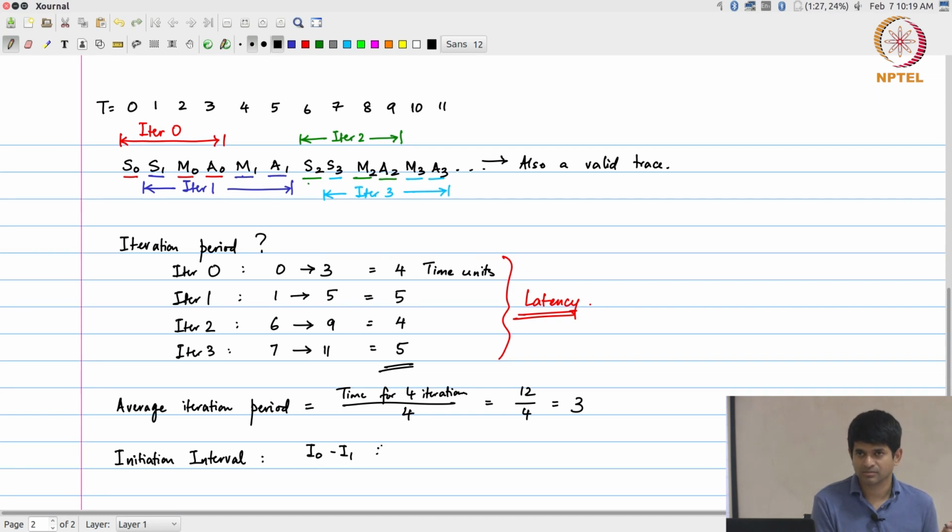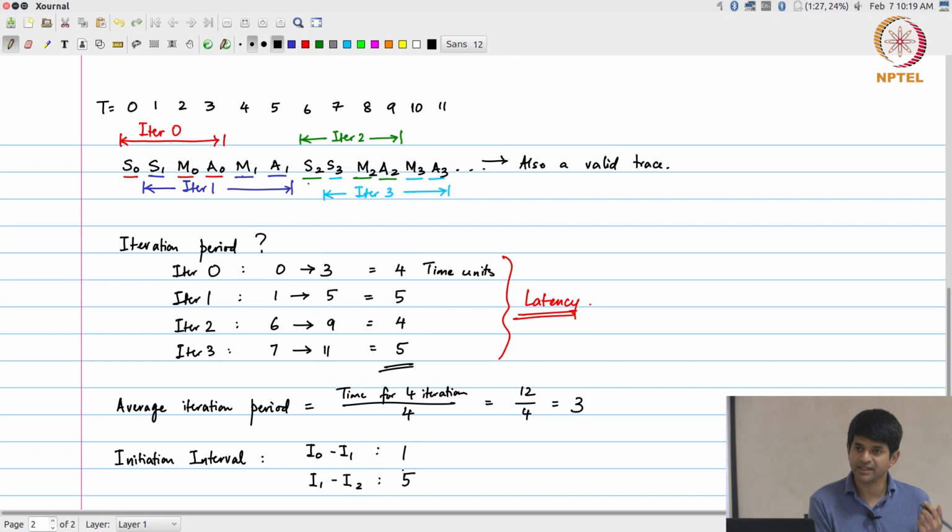1 clock cycle, 1 time unit, right? But what about I1 to I2? I1 started at 1, I2 starts at 6, okay. So this is 5 time units, right? So what we see over here is an interesting thing.